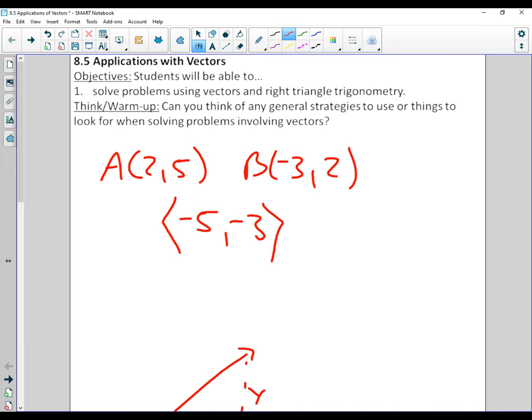So if we had A, which is at 2, 5, somewhere there, and then we go to B, like if we have the vector AB, B is at -3, 2. Then we've gone -5 to the left and -3 down. And what's nice about breaking it into components is, what do you get here?